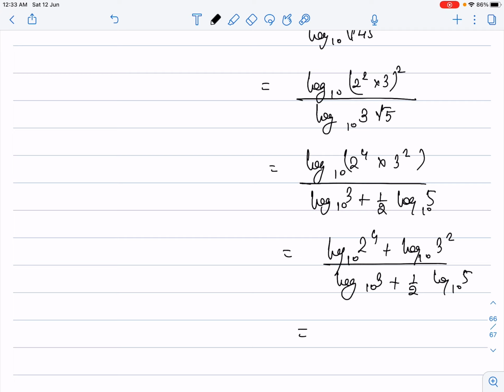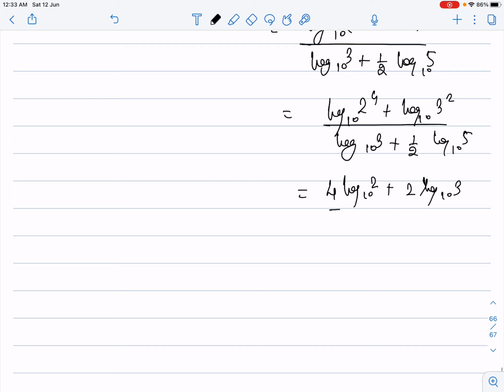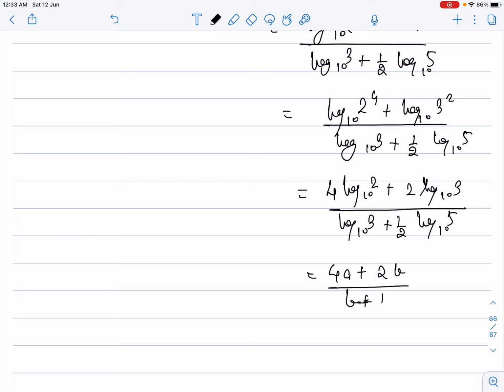Now you already know the power rule: 4 times log of 2 base 10 plus 2 times log of 3 base 10, whole divided by log of 3 base 10. Log of 3 base 10 you also know is B, plus 1 by 2 times log of 5 base 10. So that will be 4A plus 2B divided by B plus 1 by 2 times log of 5 base 10. So I would have to get the value of log of 5 base 10 over here.